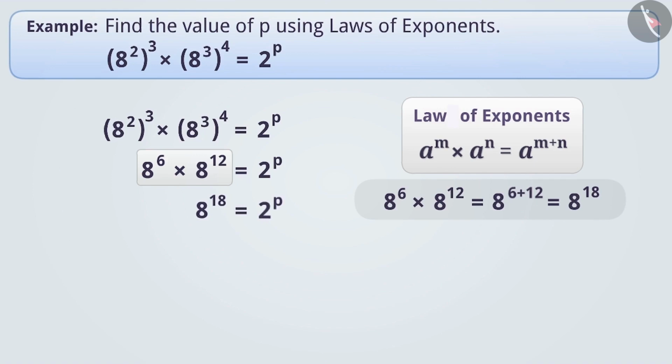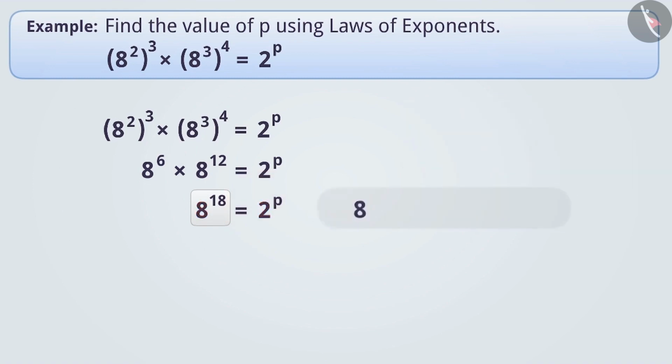Now, we see that the base is 8 on the left side and 2 on the right side. To make the bases equal on both sides, we will express 8 as 2 into 2 into 2, which is equal to 2³. In this way, we can express 8¹⁸ as (2³)¹⁸.